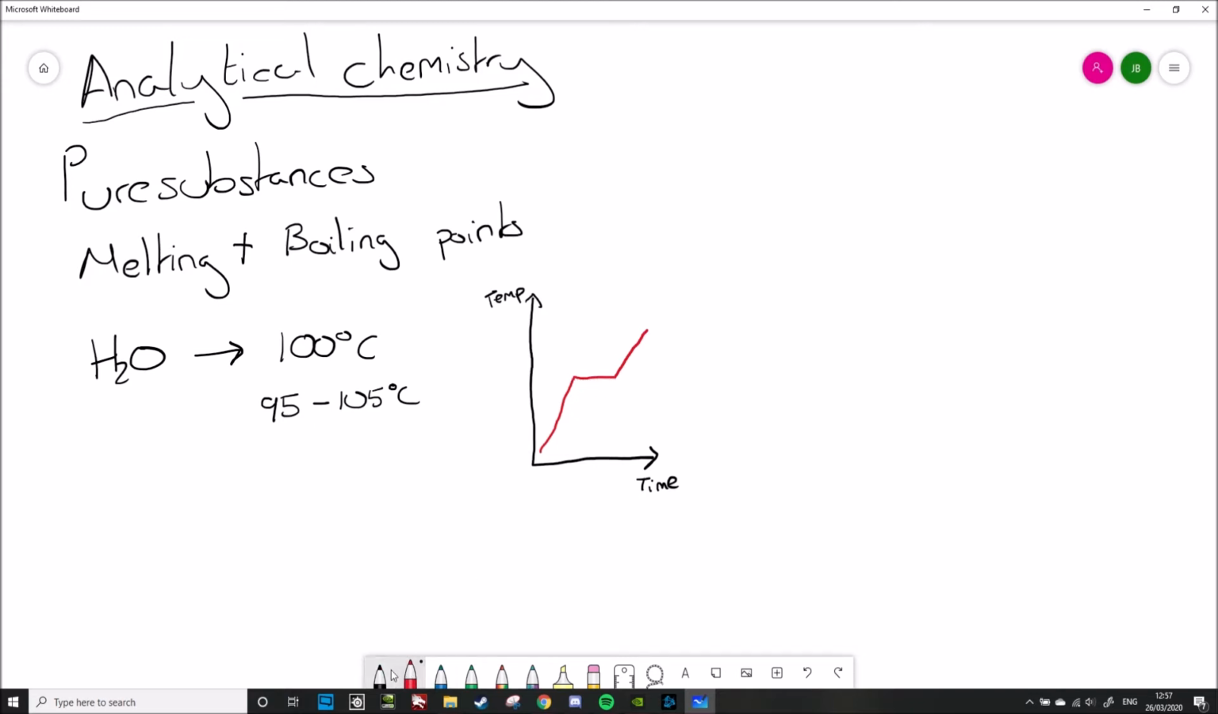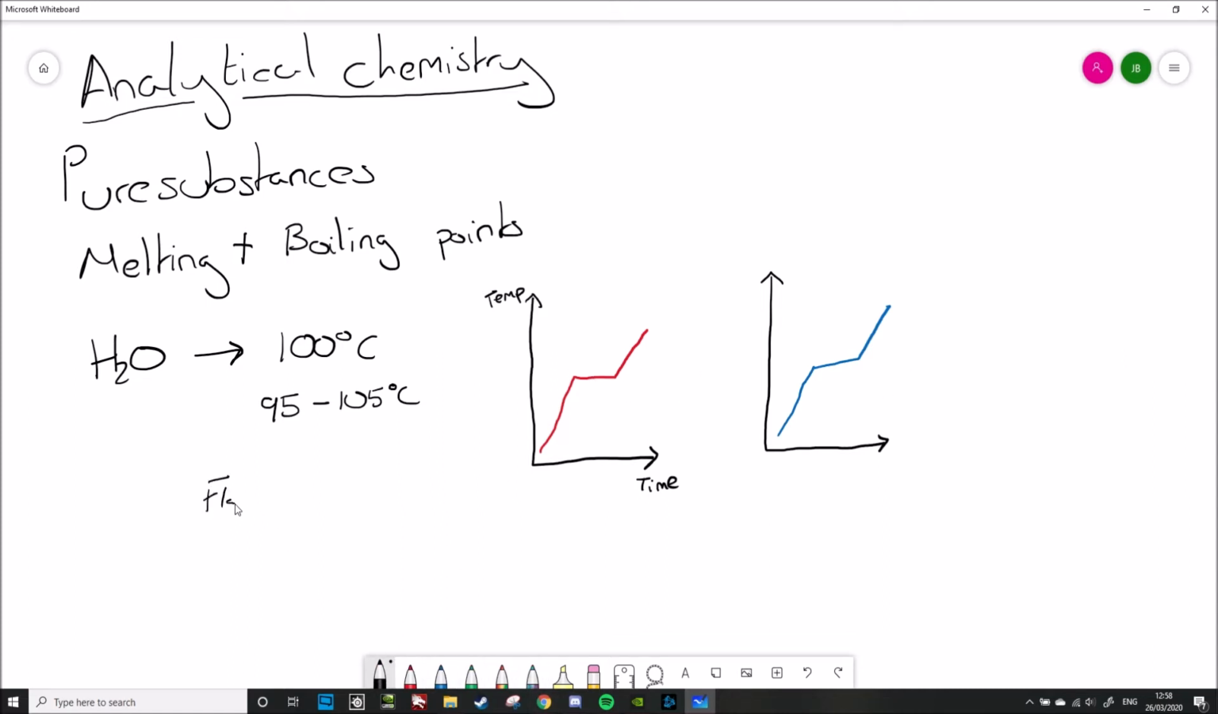Now, if we do it with an impure substance, it will look like the following. The axes are still the same, but this time it will go up. Then it'll hit that boiling point, so it will change. Instead of being flat, it will still be an incline, just a slightly different gradient. So this is not flat. So the flat line indicates pure.